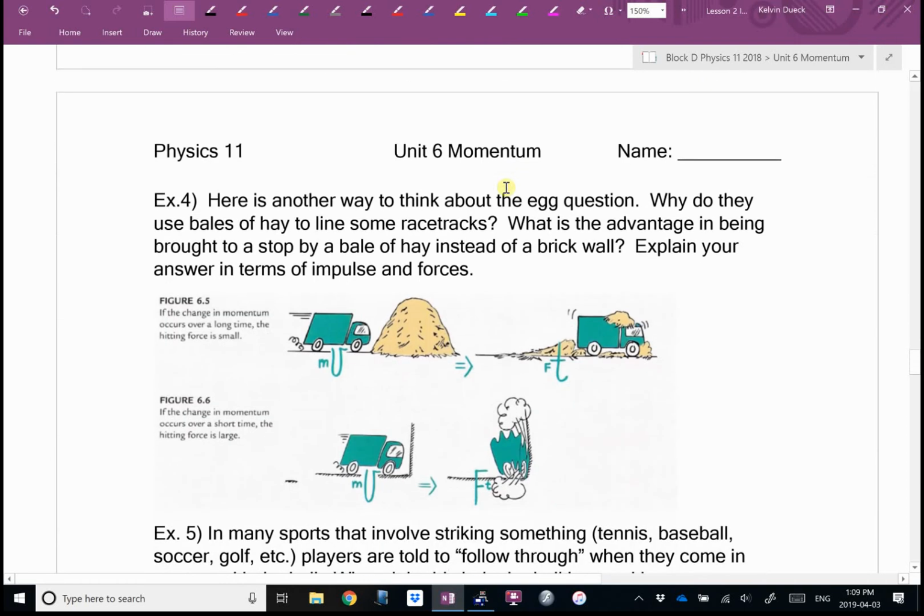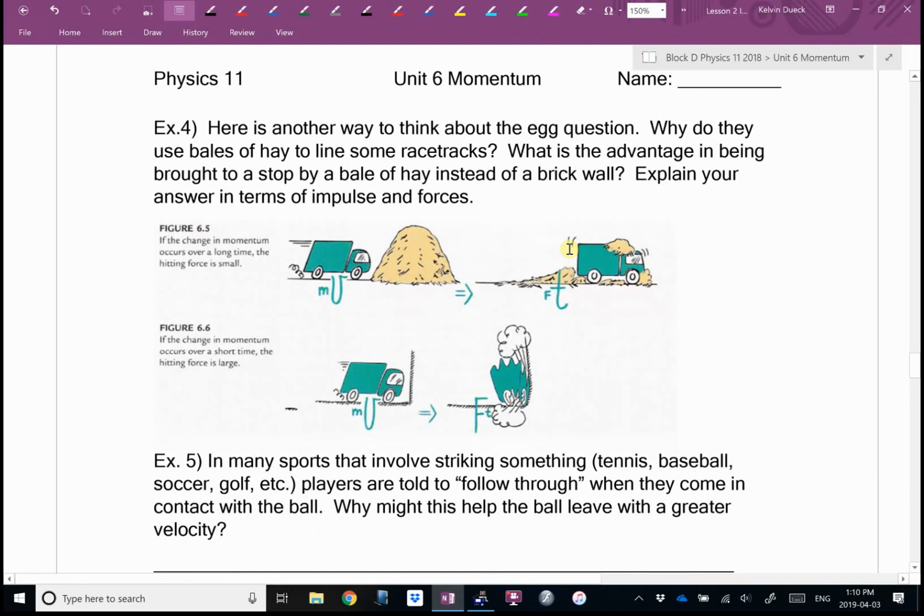Here's another way to think about the egg question. Why do they use bales of hay to line some racetracks, especially motorcycle tracks? What's the advantage of being brought to a stop by a bale of hay instead of a brick wall? Well, I can either go through a bale of hay, which has a long amount of time, small force, or I can go into a brick wall, small amount of time, big force.